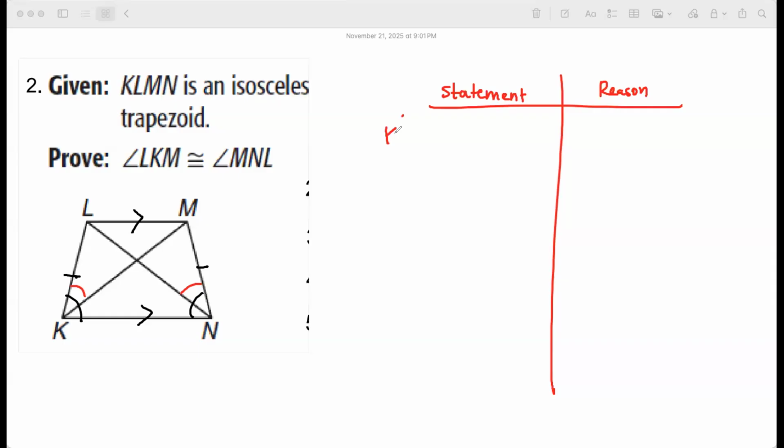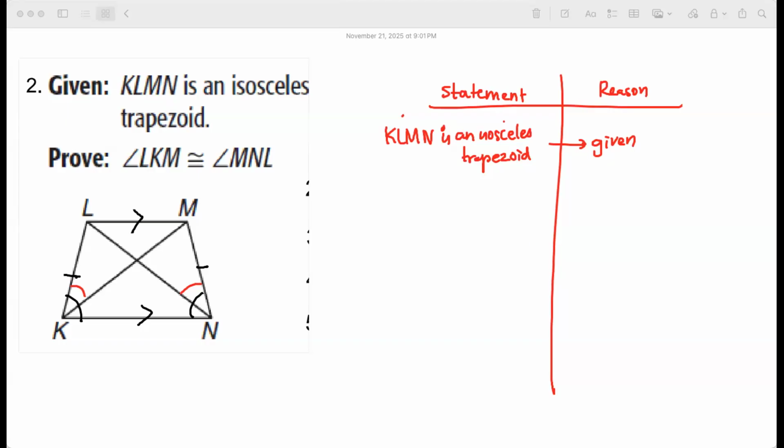I will always write the given first. KLMN is an isosceles trapezoid. Given. Then what does it mean? If it is an isosceles trapezoid, what does it mean? You guys can let me know, guys.